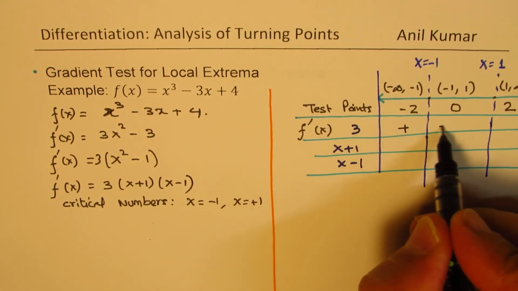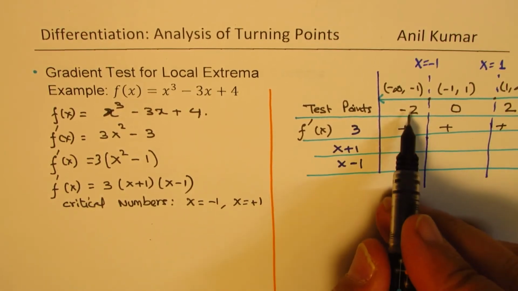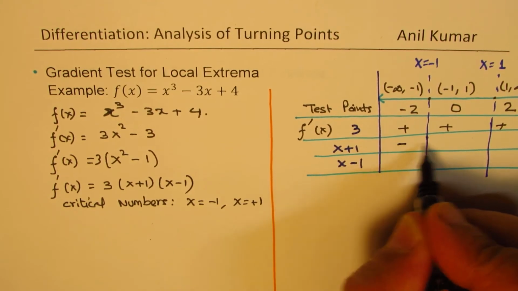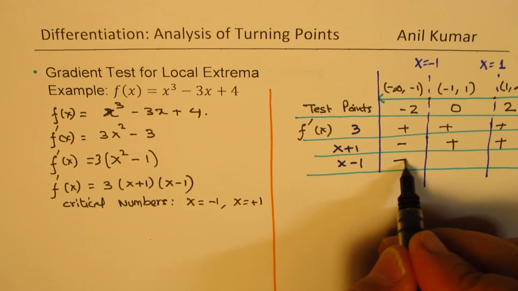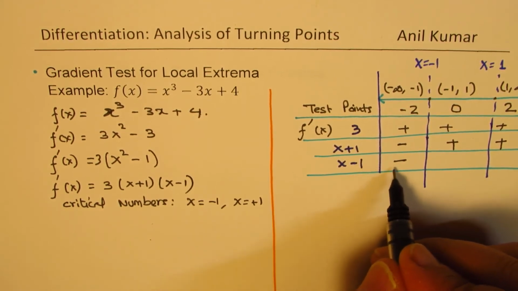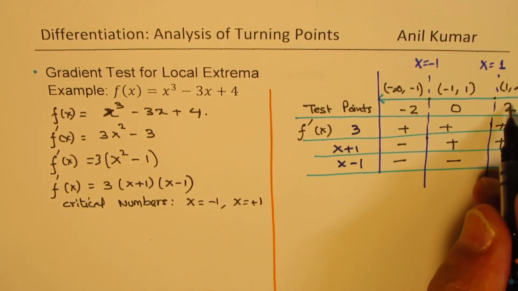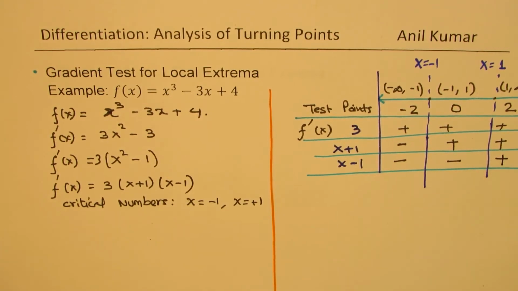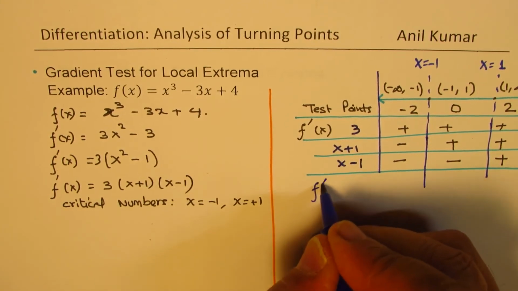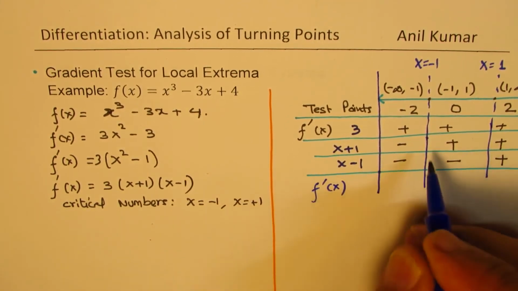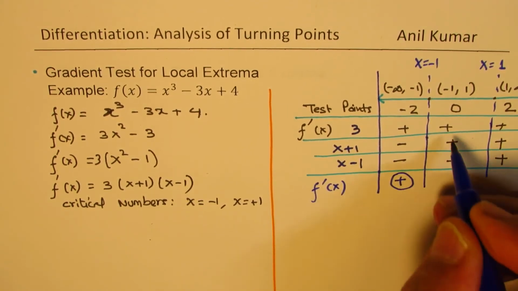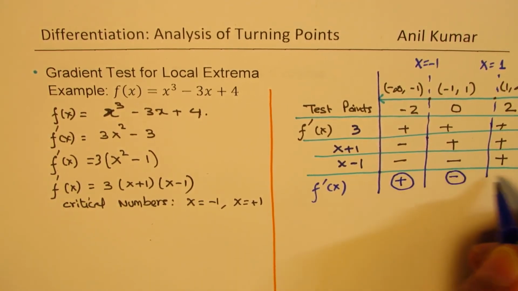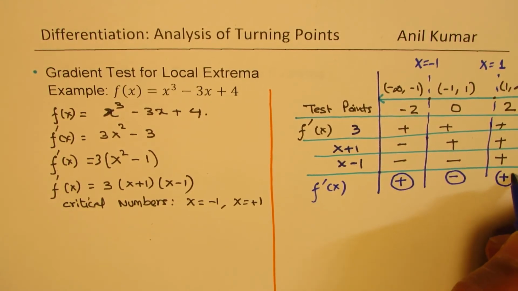3 is going to be positive everywhere, just plus 3. When I substitute minus 2 in the x plus 1 factor, we get negative. 0 will give us positive, 2 will give us positive. When I substitute minus 2 in the x minus 1 factor, we get negative. 0 will give us negative, and 2 will give us positive. Now when you multiply them all, you get your first derivative, f dash x, correct? So here we have two negatives and a positive, which will give us a positive. Two positives and a negative will give us a negative. All positive will give us positive when you multiply.